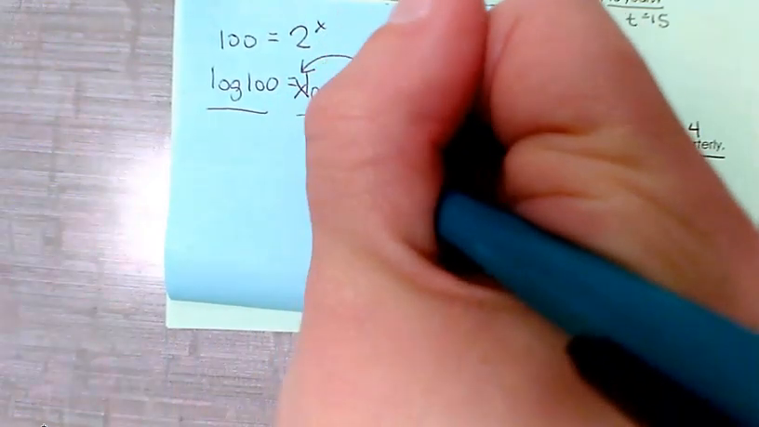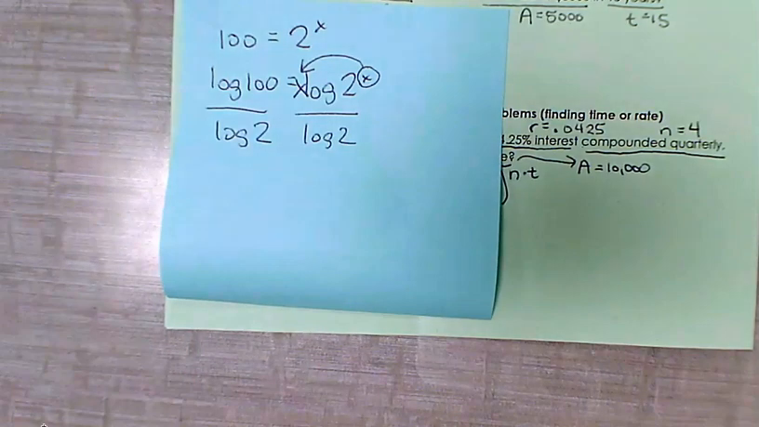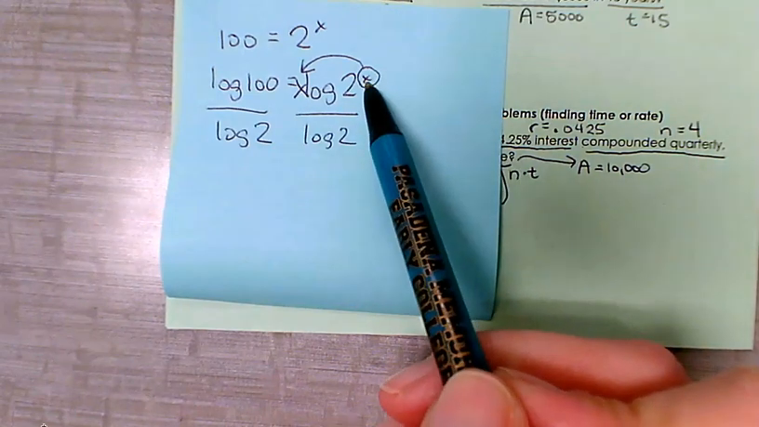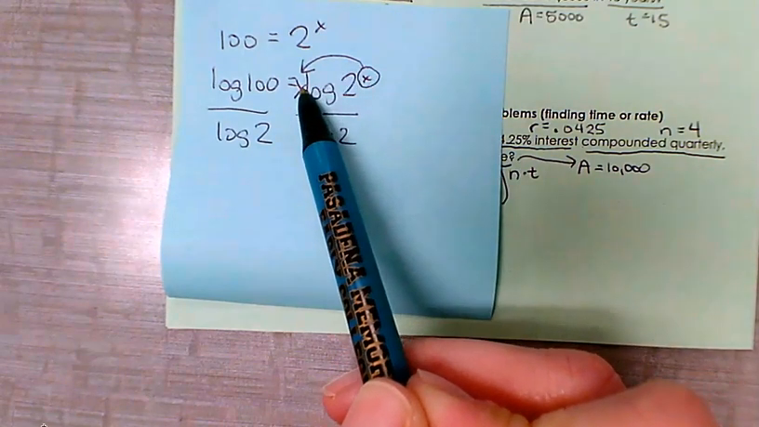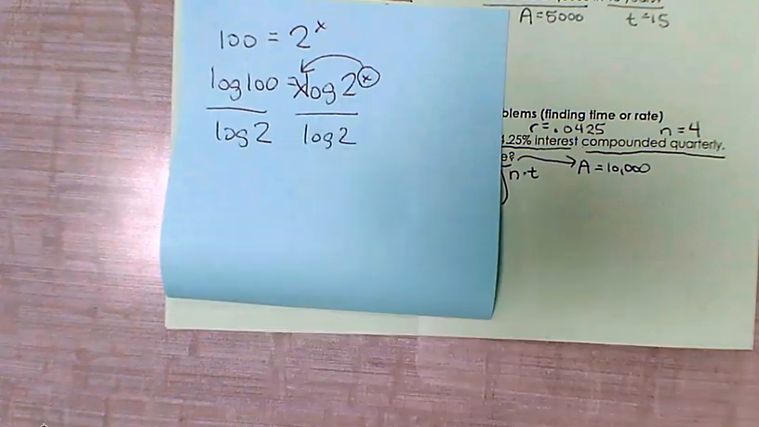By dividing by log of 2. So the steps were to take the log of both sides and then use the power property to take that exponent and move it out into the front. Then you can divide and you can get your x value. So this is kind of the diet problem, right?